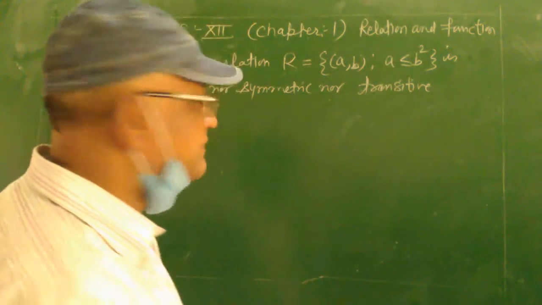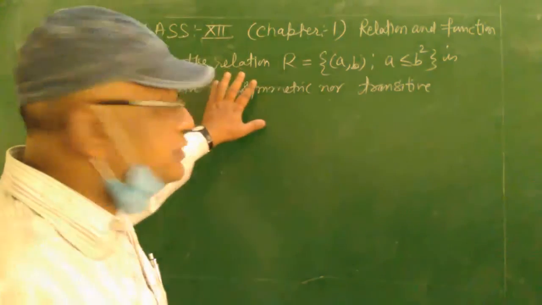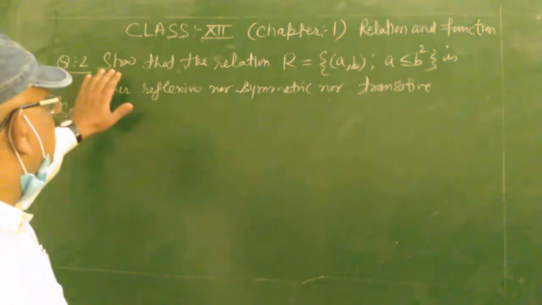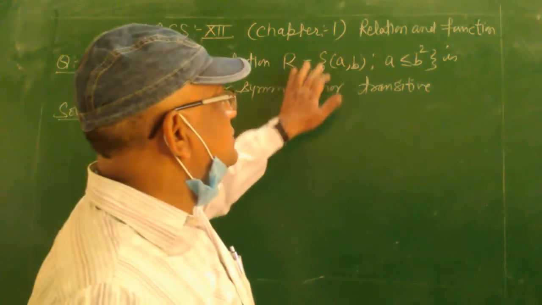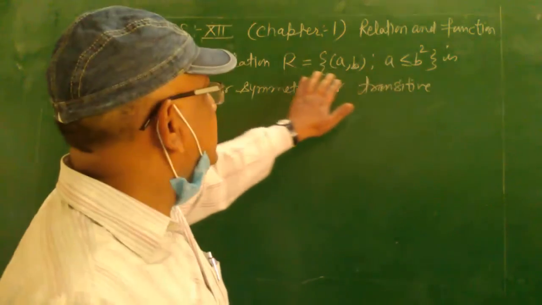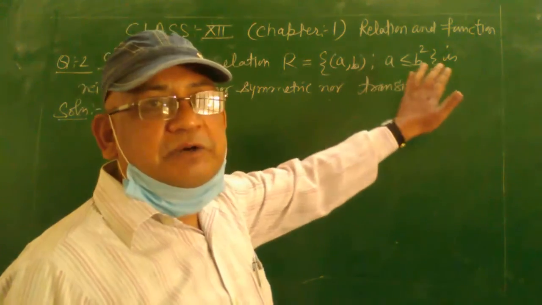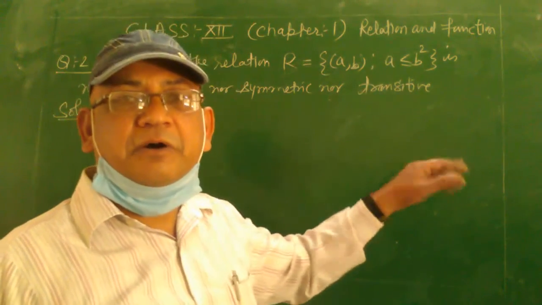So this question is given. It is a question from your NCERT and also a board question. It is a very good question, students. Now see this. It is written here, show that the relation R equal to, in set builder form as you may see here, (a, b) such that a is less than or equal to b square, is neither reflexive, nor symmetric, nor transitive.